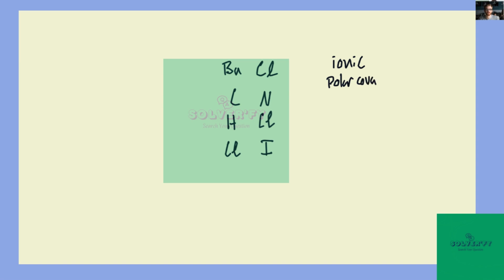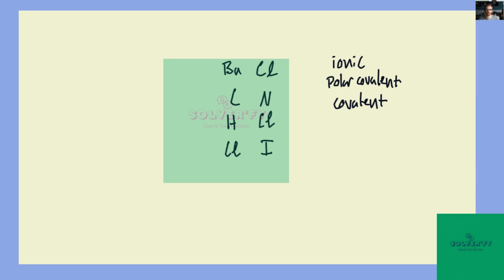Okay, we need to classify the following bonds: barium chloride, carbon nitrogen, hydrogen and chlorine, and chlorine and iodide as being ionic, polar covalent, or simply covalent. Right, the three bond types.